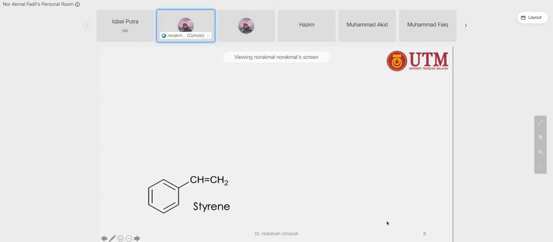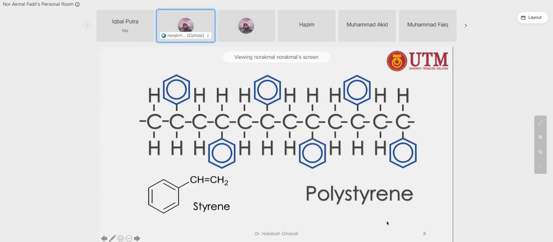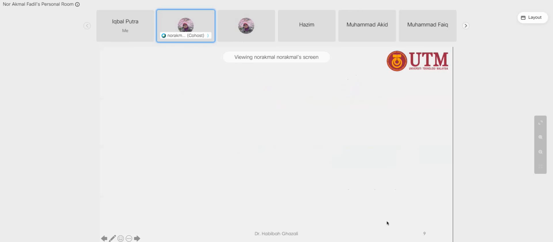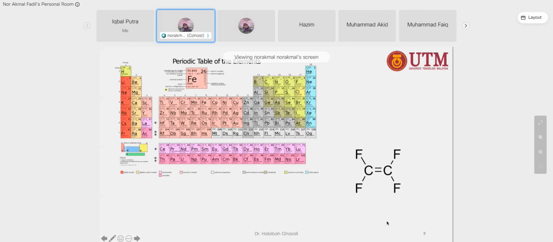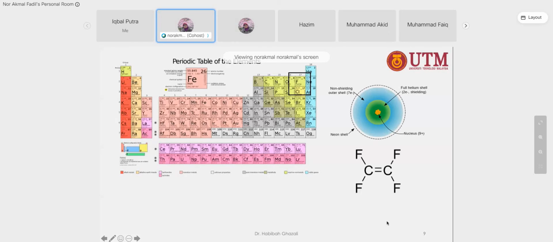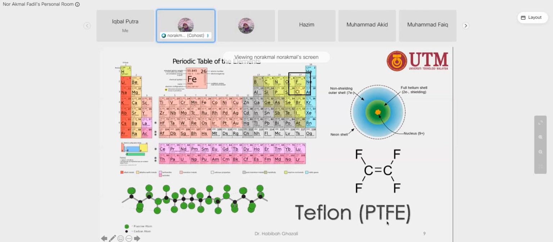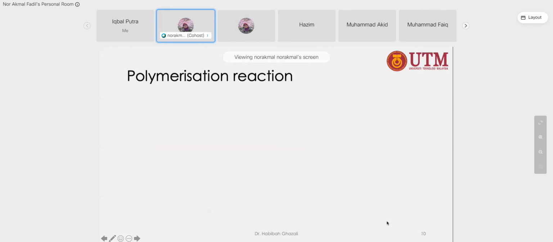Another example, styrene: we replace with aromatic rings, and we will get polystyrene. And then another interesting material, not really new, but a recent evolution of polymer: we get Teflon by inclusion of fluorine in the hydrocarbon bonding. So we produce Teflon, PTFE materials.